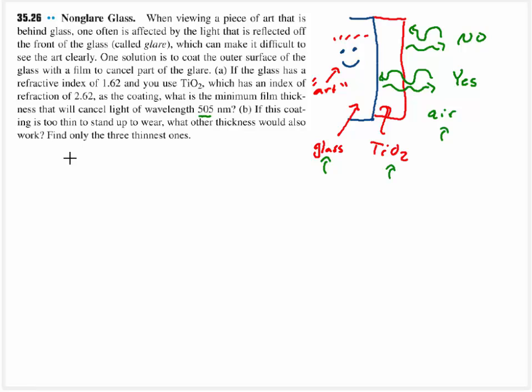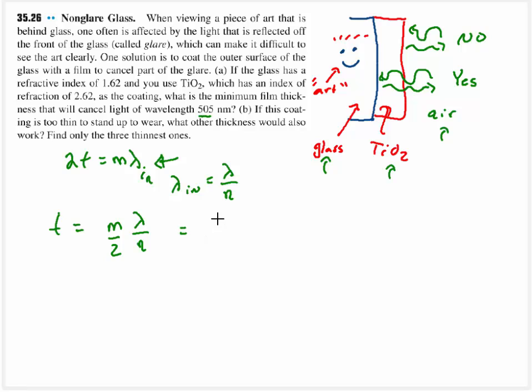So we want destructive interference when there is a 180 degrees phase shift, and that's given by 2t equal to m lambda. Have to be careful here. Remember, this is going to be the lambda in the material, so the lambda in the TiO2, which is equal to lambda divided by the index of refraction of that material. So we can solve for the thickness. The thickness is going to be equal to m divided by 2, with this lambda being the lambda in the material, so lambda divided by the index of refraction of titanium dioxide.